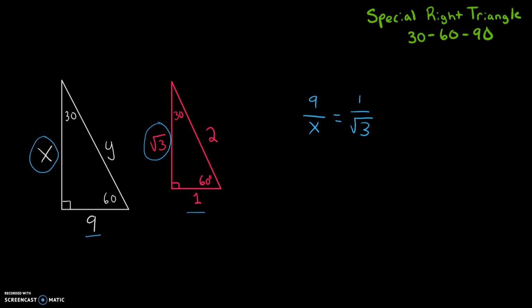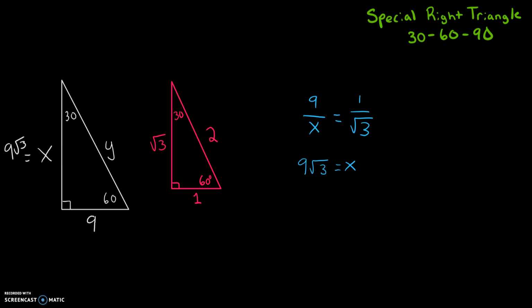Then I will cross multiply and solve and get 9 square roots of 3 is equal to x. And so that was quite easy and quite simple. We found out that x is 9 square roots of 3.